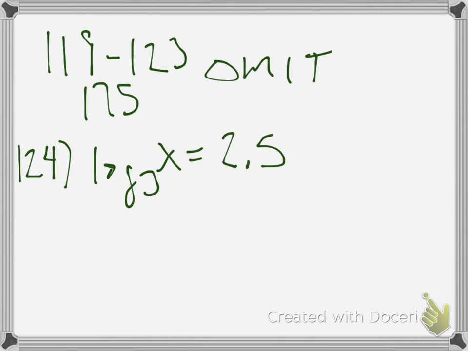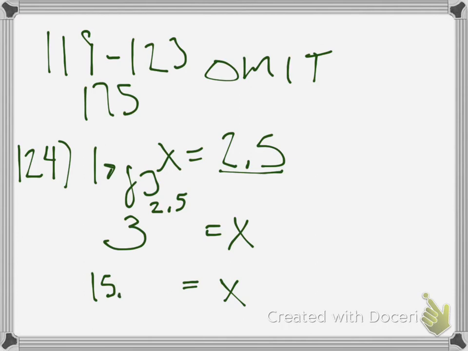Okay, so keep in mind, I can rewrite this in exponential form. So if this is saying the base is 3, this, remember, is the exponent, 2.5, and I'm saying that it's equal to x. So really all I'm saying here is I need to know what is 3 raised to the 2.5 power. So 3 raised to the 2.5 power, according to my calculator, tells me that x is equal to 15.58. That is an 8. Let's try that again. And you're done. So that one's pretty easy.